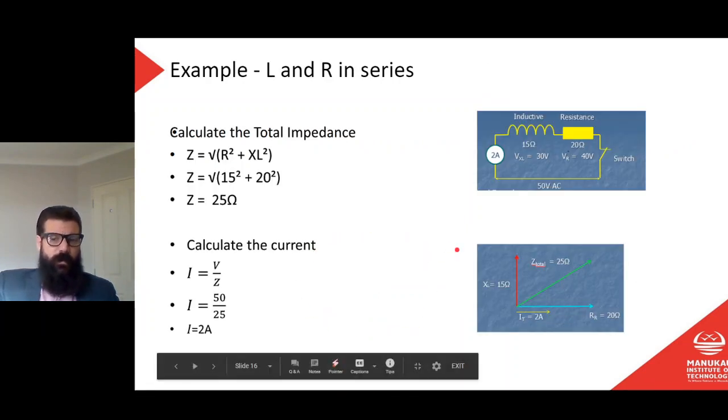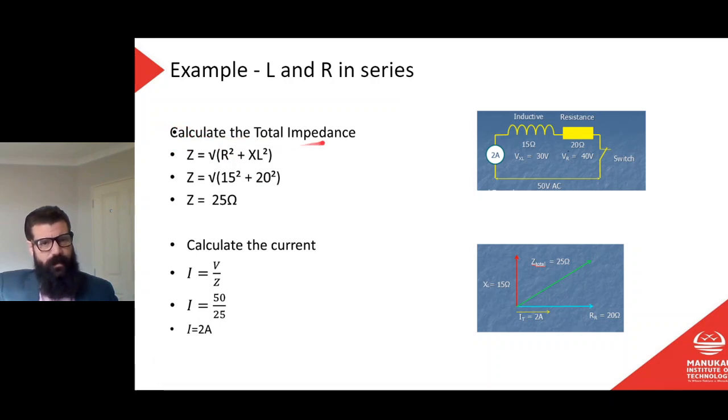Okay, so here is a calculation for us. Calculate the total impedance. We have a circuit here. We have an inductor, so our XL, inductive reactance, is 15 ohms, and then we have a resistor of 20 ohms. We have 50 volts AC applied across the circuit, and we have 2 amps flowing, which tells us our volt drop across each of those things, V equals IR. So if I have 2 amps flowing, 2 times 15 is 30, and 20 ohms times 2 amps would be 40 volts.